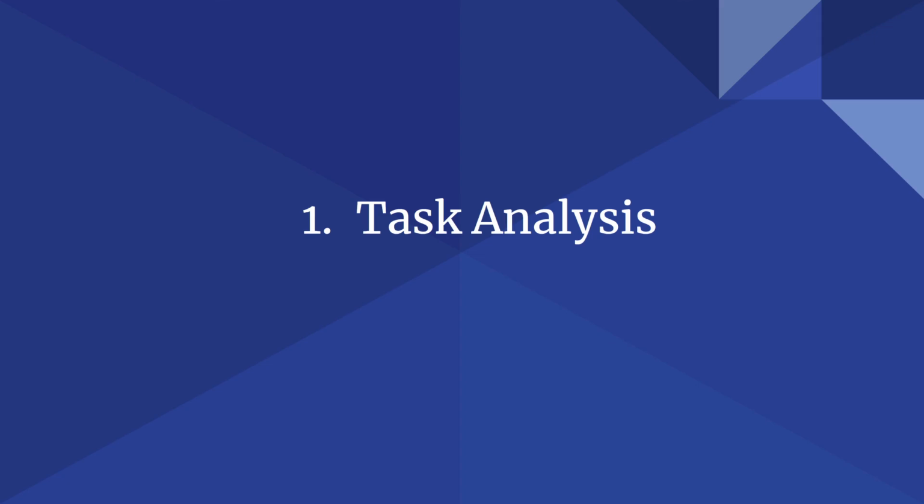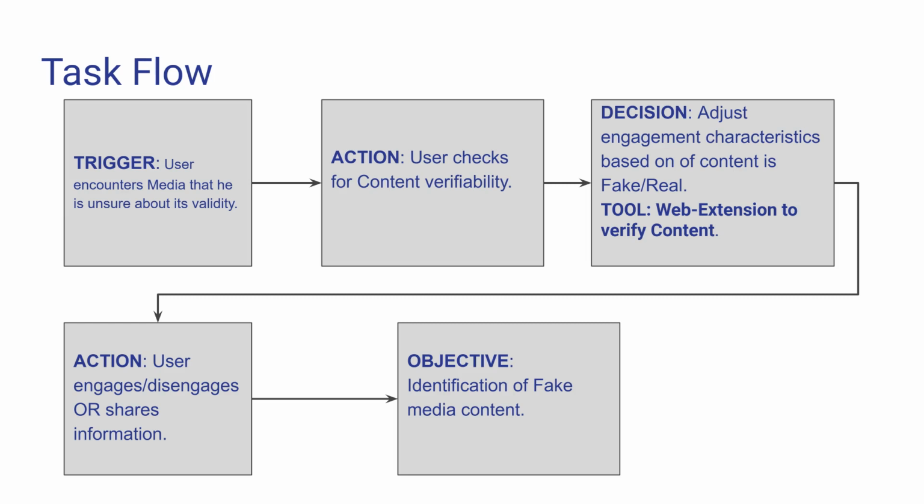So in order to understand the problem, we carry out a task analysis. In the task analysis, the user first encounters a trigger in the form of social media content, which would be an image. Then the user takes an action to check the verifiability of this particular content on Google and other sources. Then the user has to make a decision as to how he interacts with it, and whether he interacts with the particular media content.